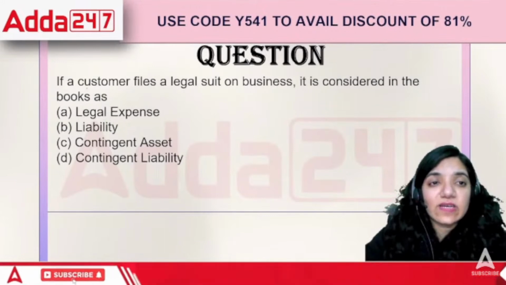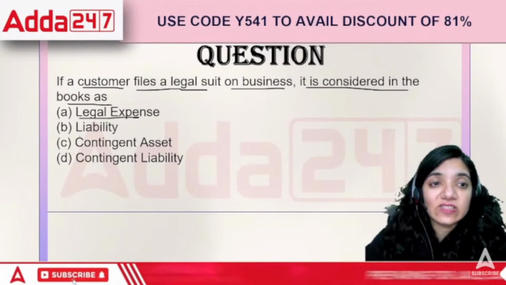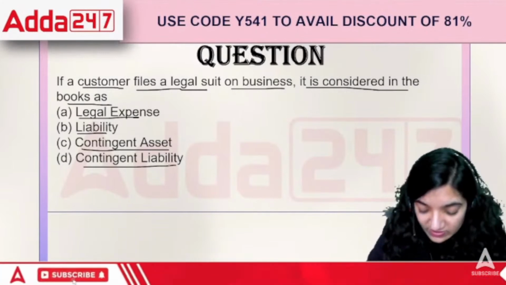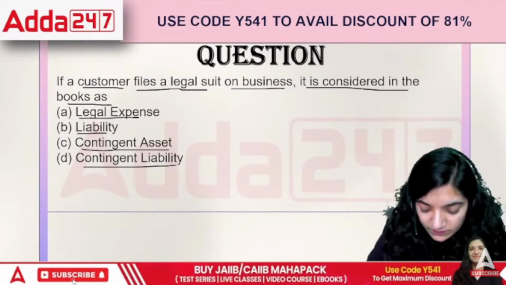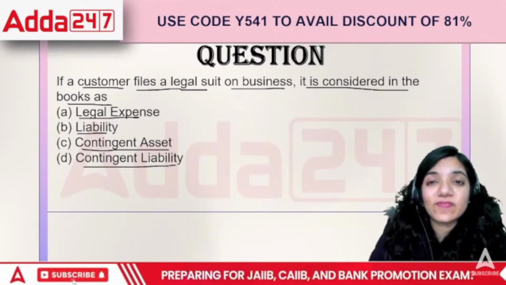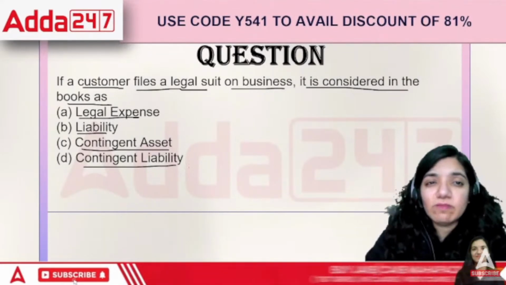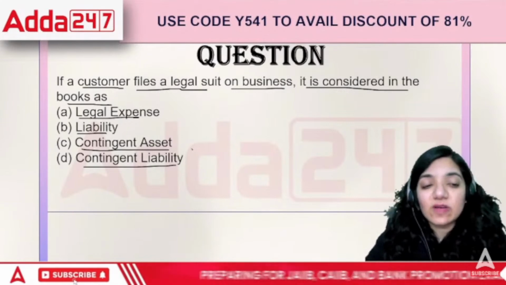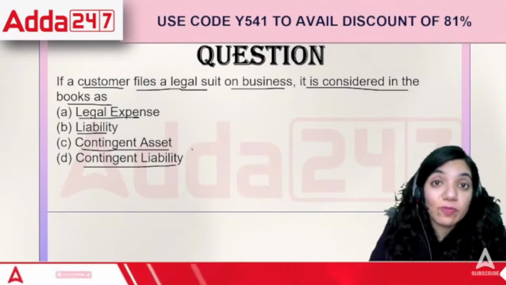The question says, if a customer files a legal suit on business, it is considered in the books as a legal expense, liability, contingent asset, or a contingent liability. If a person has filed a legal suit, how do we record it? If we are supposed to pay in case of a legal suit, then we never know. We might receive, or we might have to pay, or we might not have to pay, because the customer is putting up a case on us. So it is not sure that we have to pay or we don't have to pay.